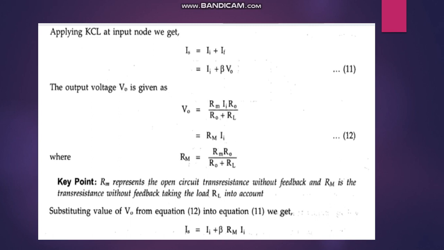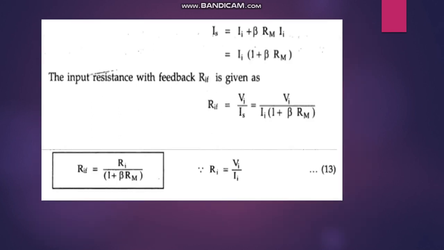Next we substitute the 12th equation in the 11th one. V0 we already found, Rm into IA, and we substitute that in the 11th equation. So IS equals IA plus beta into Rm into IA. Next, IA is used in both terms, so we take IA as common, and the remaining is 1 plus beta into Rm.